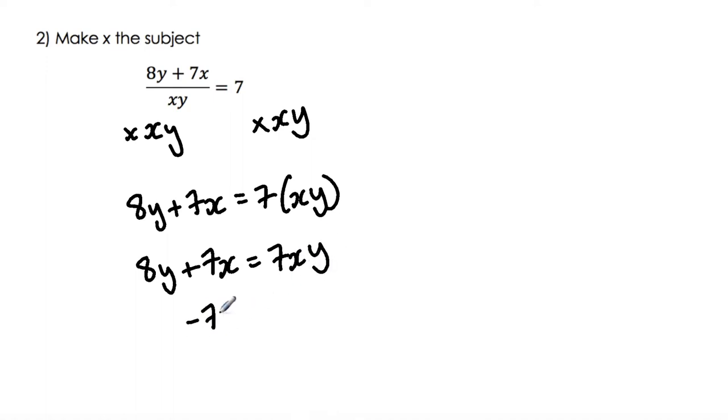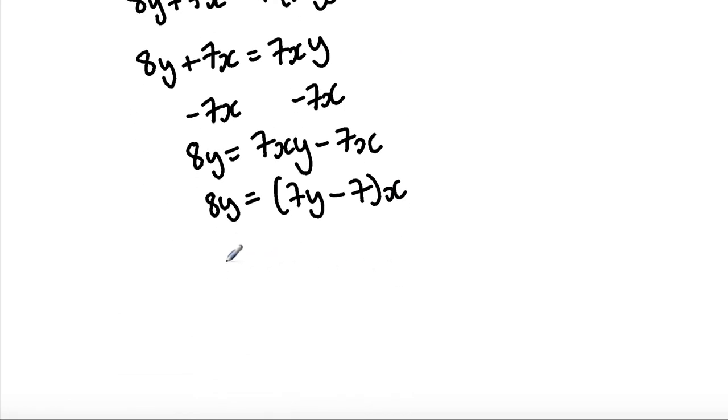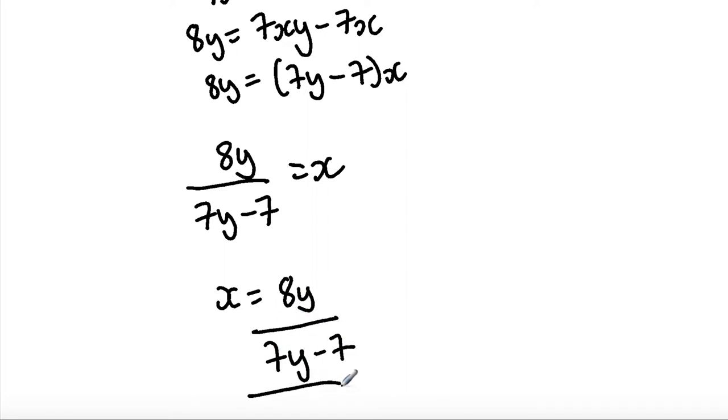I'm then going to subtract 7x from both sides. We have 8y equals 7xy minus 7x. I'm then going to factorize the common variable, which is x. So 8y equals open bracket 7y minus 7 close bracket x. I'm then going to divide both sides by 7y minus 7. So what we should have now is 8y over 7y minus 7 equals x. I'm then going to rearrange the equation so I can have the x variable on the left hand side. So x is equal to 8y over 7y minus 7, and that's our final answer.